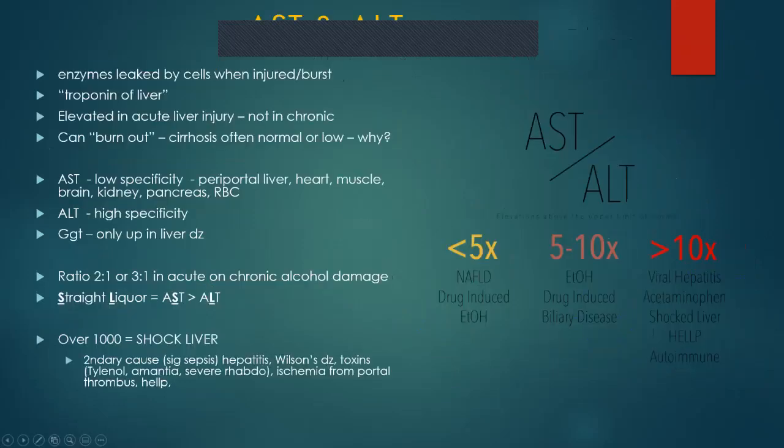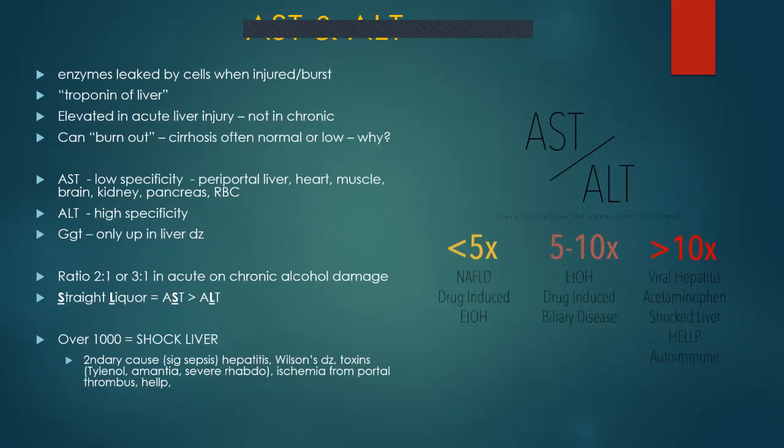Now let's talk about your AST and ALT specifically. Think about these as the troponin of the liver, okay? So this is about acute liver injury. If those cells are being injured right now, then your AST and ALT are going to be high, which means that if you're acutely drunk right now, because this lecture is really getting to you, your AST and ALT will temporarily be high because alcohol temporarily causes liver damage, okay?